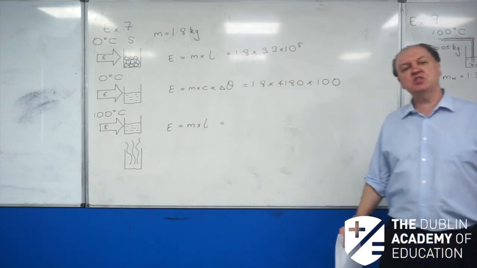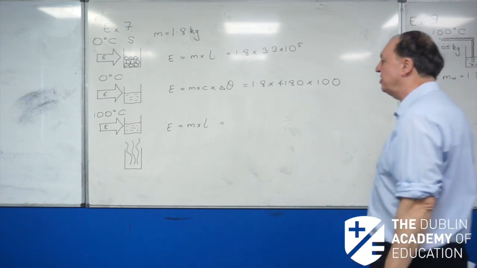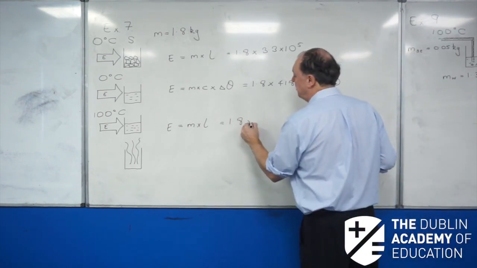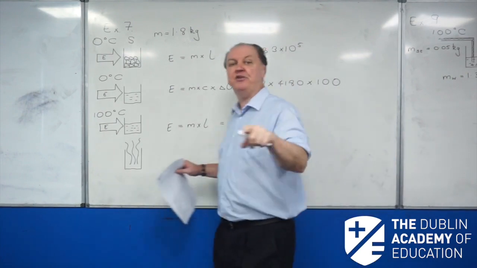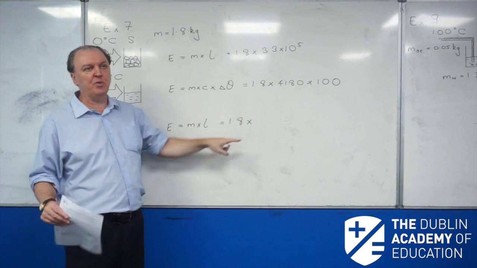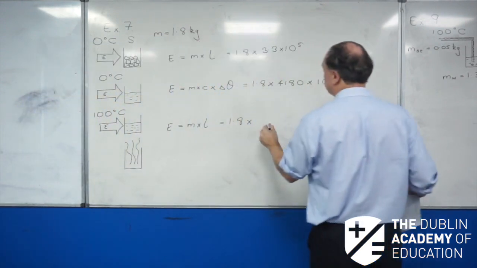Finally, I now want to change the state of the boiling water into steam at the same temperature. So it's ml again. The mass is 1.8. But this L is now a different L to the previous L. That was for ice. This one is for steam. And its value is 2.3 by 10 to the power of 6.